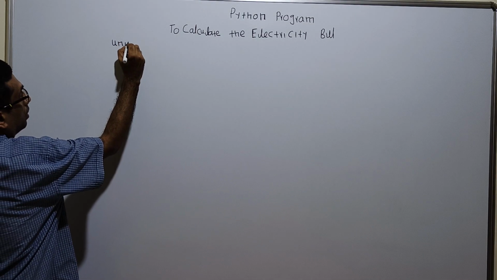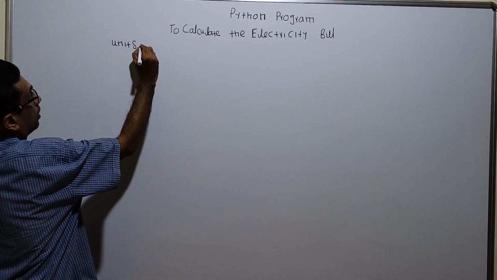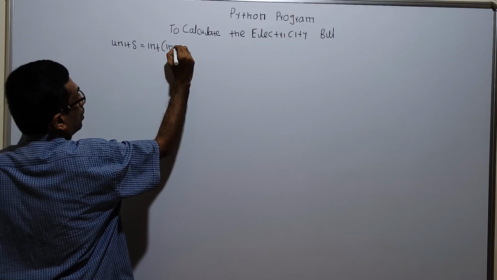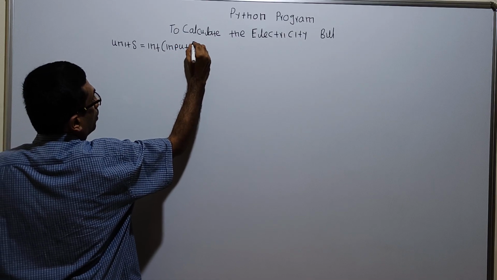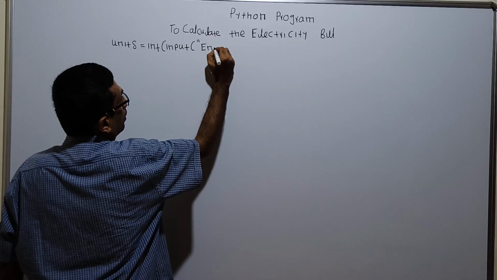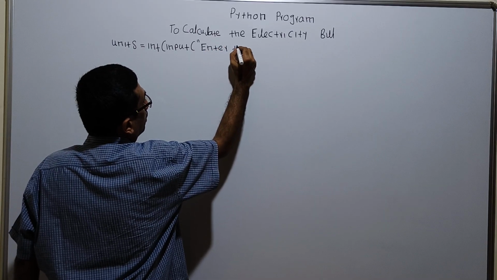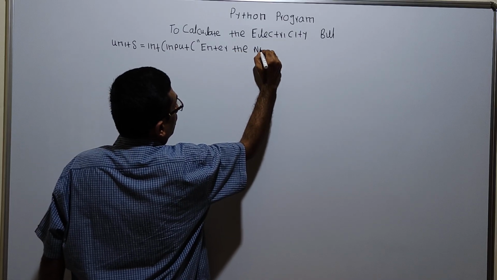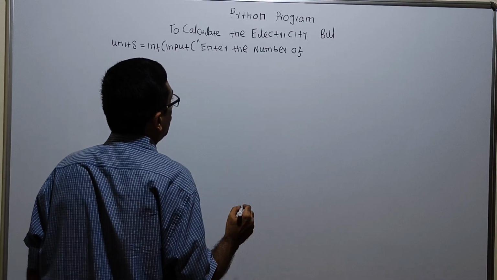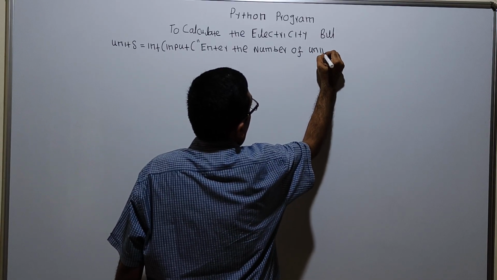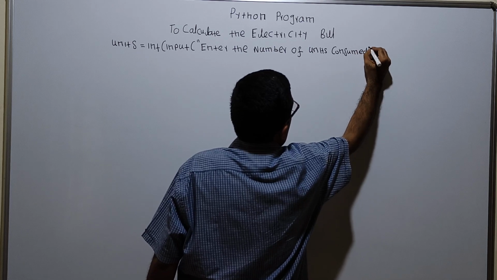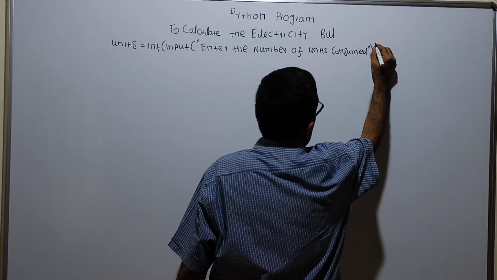Units is my variable equal to integer of input of double quotation, enter the number of units consumed. I'm closing the input statement. I'm closing the int function.